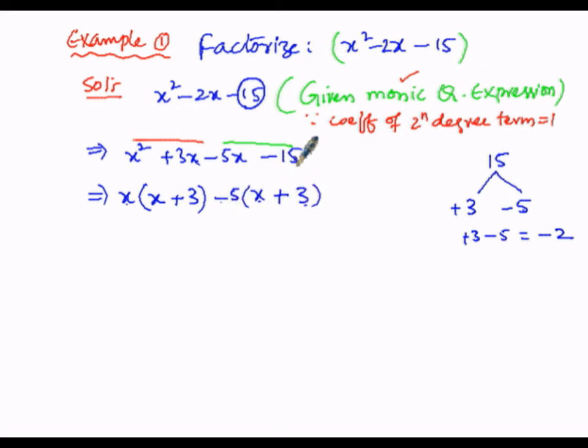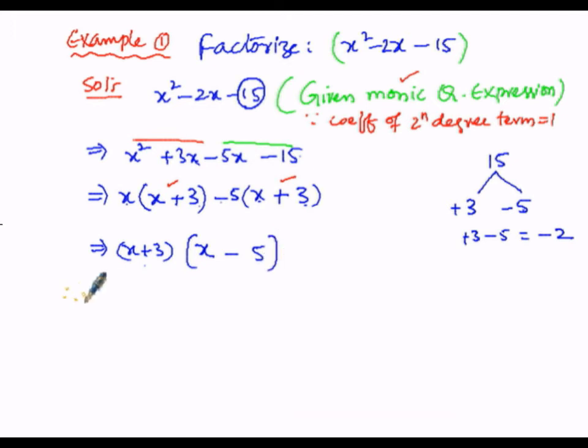Out of these two terms, we can take x plus 3, that is, x plus 3 is common for both the terms. So x plus 3 is taken out as common. Then just x is left over within the bracket, and minus 5 is left over within the bracket. In this manner I got it.